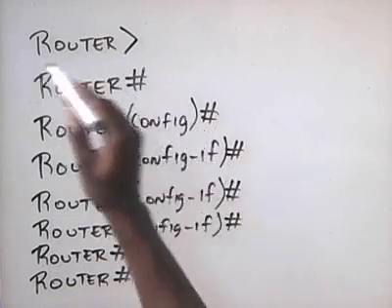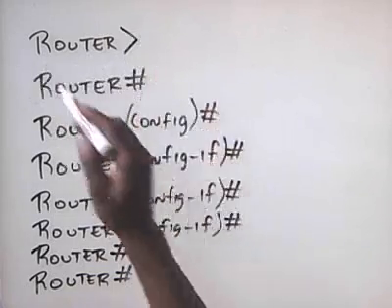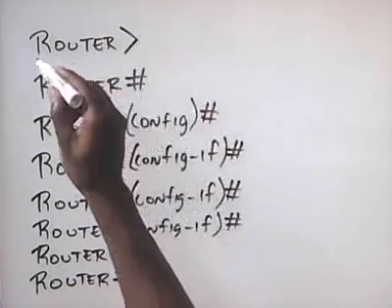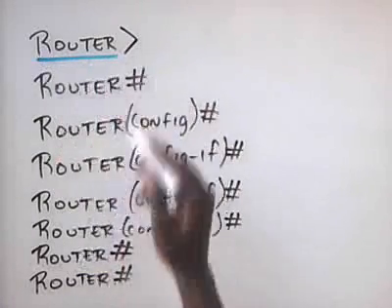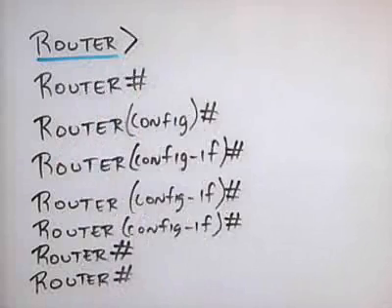Let's take a look at how to configure router interfaces. Let's assume we're starting with a fresh router here. The default host name of a router is, of course, router. Here we're starting off in user mode.